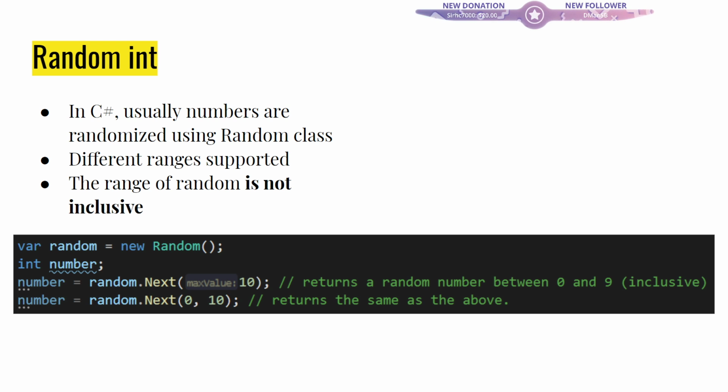Now let's talk about a more interesting thing, which is random. So in C sharp, all randomization, well, not all randomization, but most of it will be done using the Random class. As long as you don't care about security, you'll be using the Random class because even though it's only pseudo random, it is an efficient way of generating random things. Random enough for our liking.